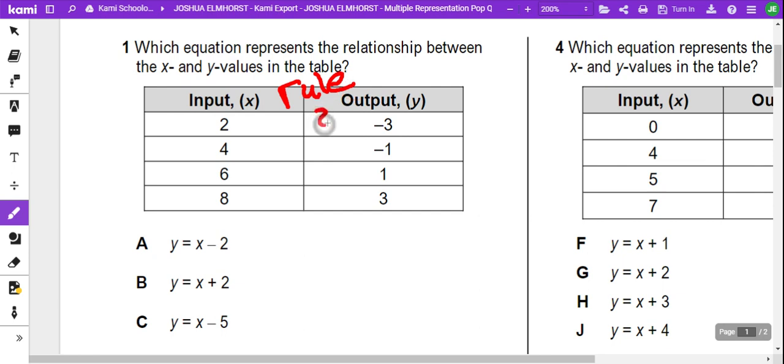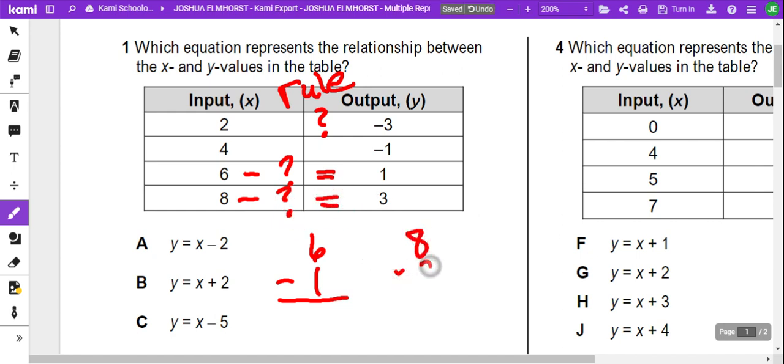or what is happening. So if we look from 6 to 1, it's decreasing, so we're either dividing or subtracting. 6 minus x equals 1. So 6 minus something equals 1. So we can ask, what is that something? So 6 minus 1, and then 8 minus what equals 3. So we can subtract 6 minus 1 and then 8 minus 3 and see what we end up with.